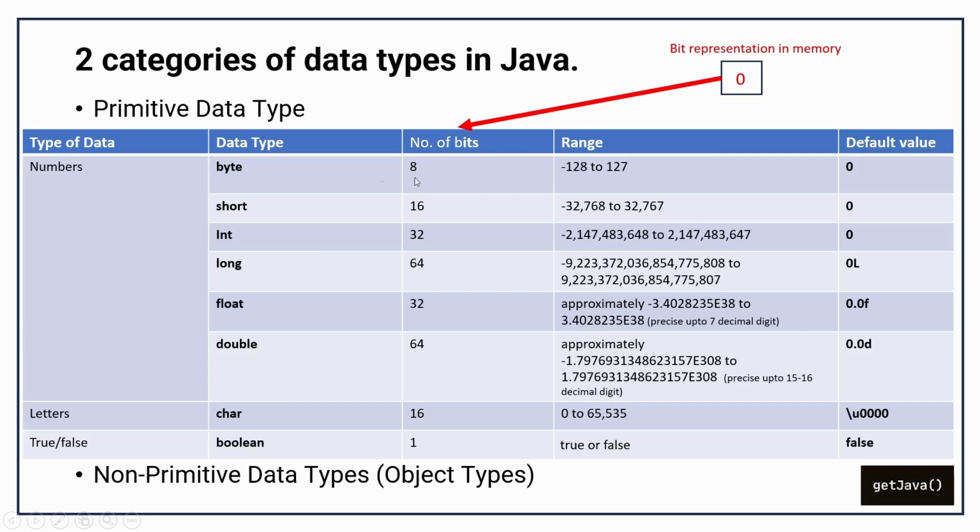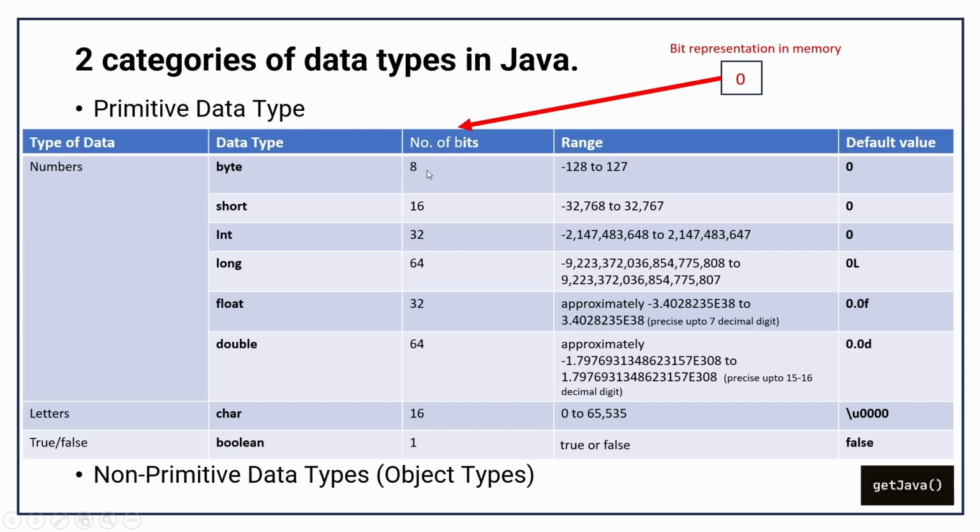So we can see byte uses fewer bits, so less information can be stored inside byte compared to int, which uses 32 bits. The greater the number of bits, the more information can be stored inside it. Now the range is calculated based on bits. It is not some random number which is given here. It is calculated based on the number of bits. So that we will be seeing in our next slide.